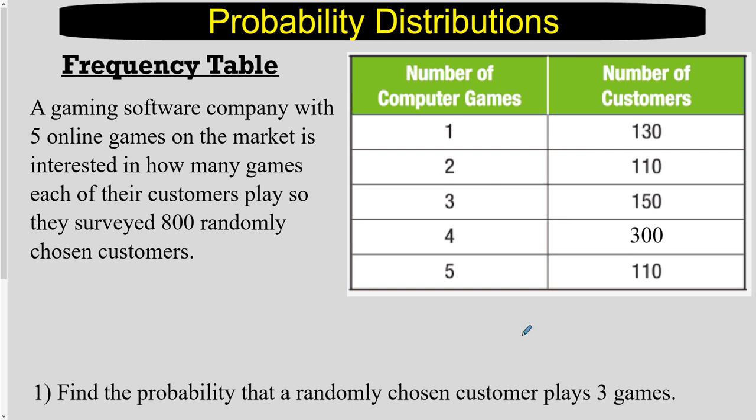So we've got 800 customers surveyed here. And the way to read this table is that 130 of those customers play one of this company's games. 300 of these customers play 4 of the games. 110 play 5 of the games.